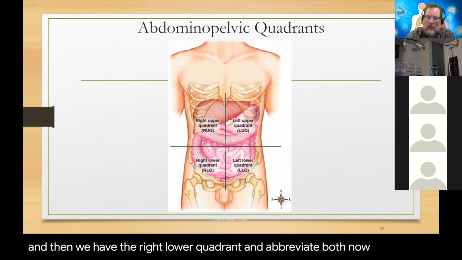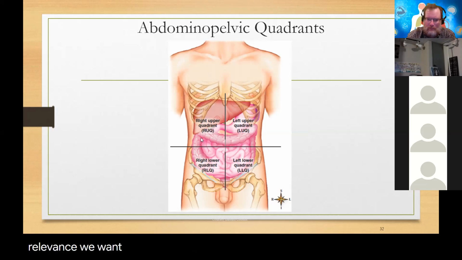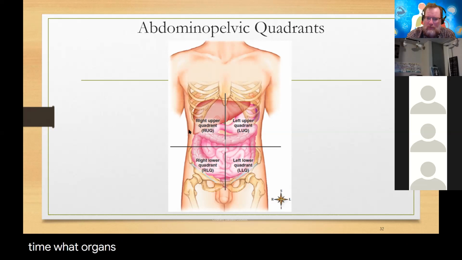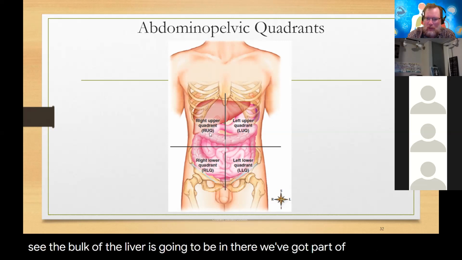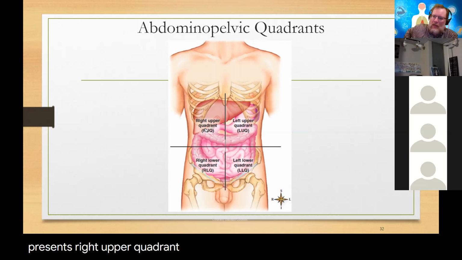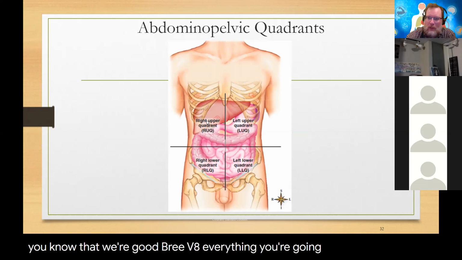Now, a clinical relevance: we want you to know over time what organs we would find primarily in the right upper quadrant. So you can see the bulk of the liver is going to be in there. We've got part of the colon. We definitely are going to find the gallbladder nestled in there. So if a patient presents with right upper quadrant pain that radiates, we're going to chart that, and we're going to abbreviate everything. You're going to learn clinical shorthand.